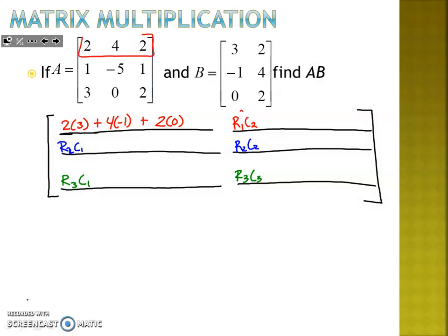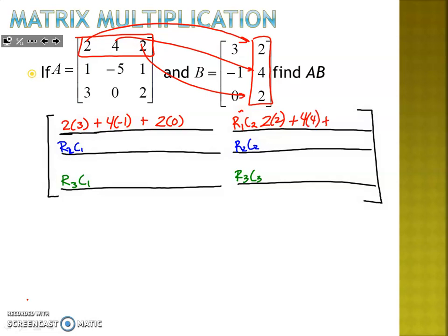Well, I need to take row 1 times column 2. This is in row 1, column 2. So 2 and 2, this 2 and 2, 4 and 4. So I'm going to write 2 times 2 plus 4 times 4 plus 2 times 2. There's always a plus sign in between them.